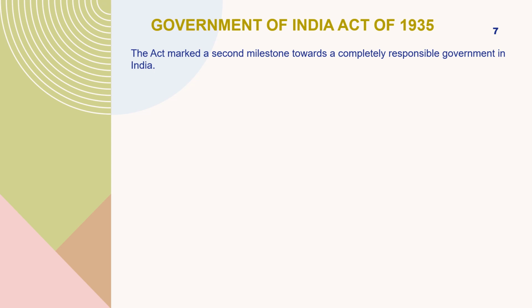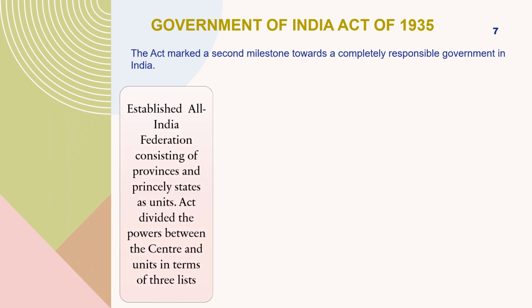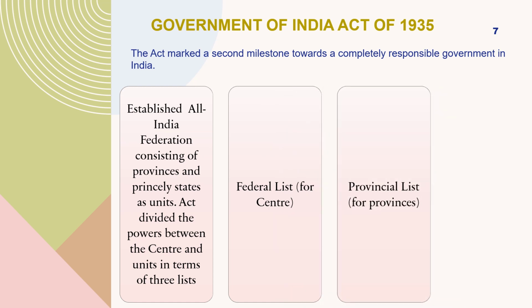The act marked a second milestone towards a completely responsible government in India. It established an All India Federation consisting of provinces and princely states as units. The act divided the powers between the center and units in terms of three lists. They were the federal list, provincial list, and concurrent list: the federal list for the center, the provincial list for the provinces, and a concurrent one for both the center and provinces.